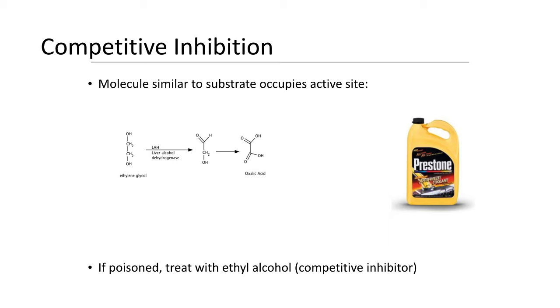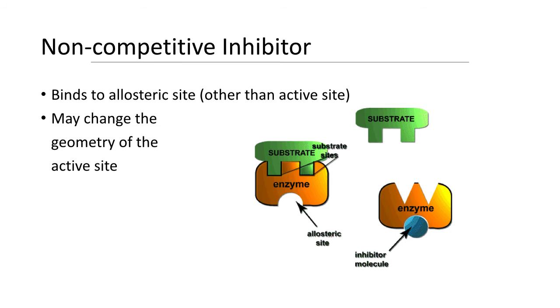What will happen is the body's enzymes will work on the ethyl alcohol preferentially, and that ethylene glycol will pass into the elimination system. As I mentioned, non-competitive inhibitors bind to a site other than the active site, known as an allosteric site, usually changing the geometry of the active site and then making it unsuitable for the substrate.